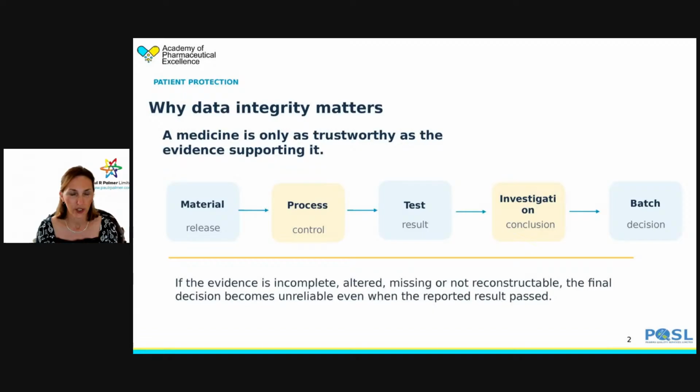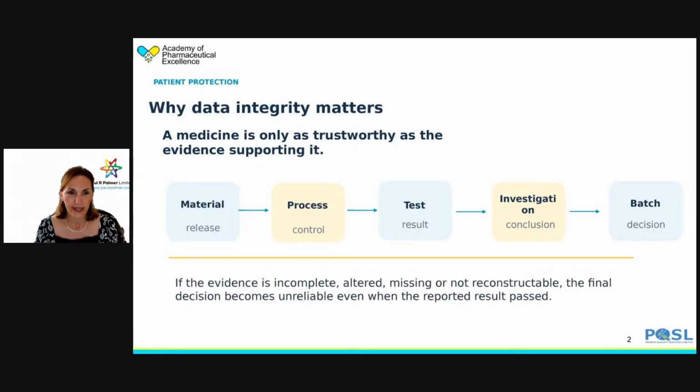Now imagine that part of that evidence is missing, or it's changed, or it's been recorded late, or it just cannot be reconstructed. The final result may still appear to pass, but the decision becomes unreliable because we no longer know whether the evidence behind it tells the complete story.